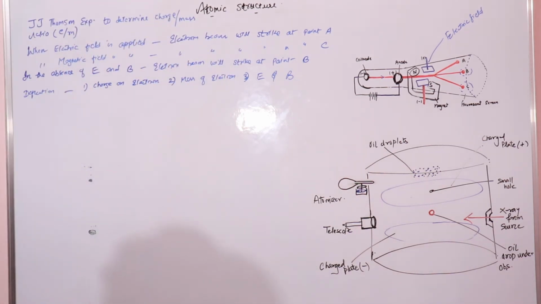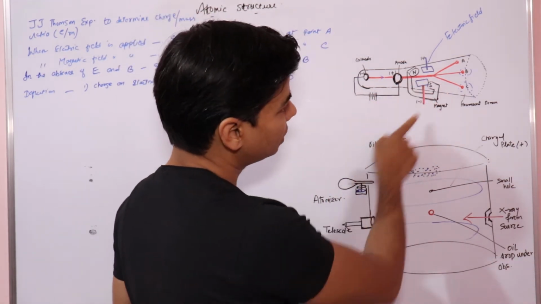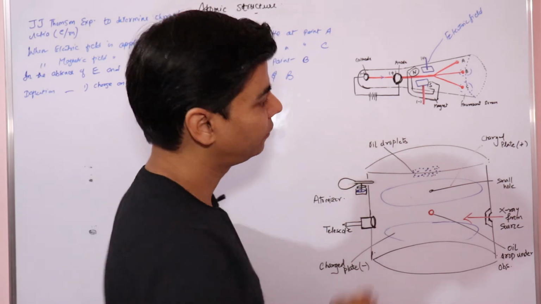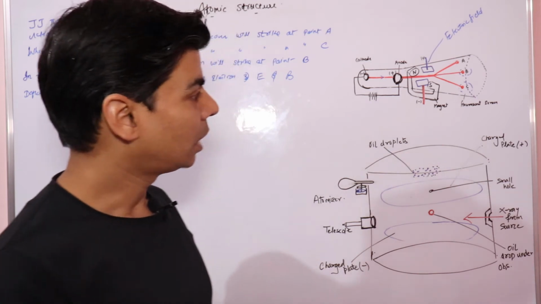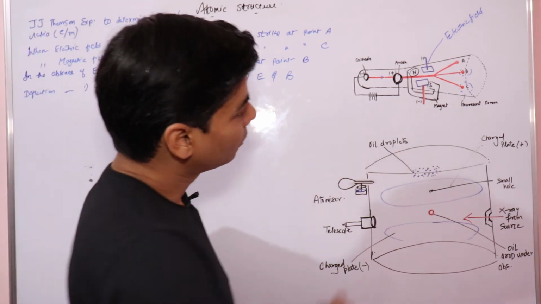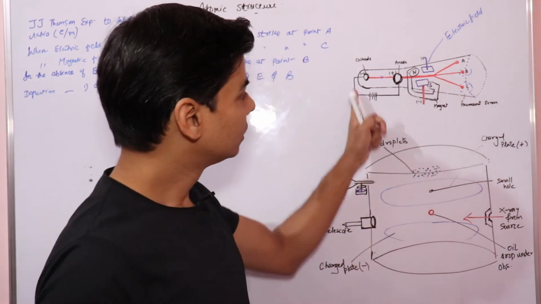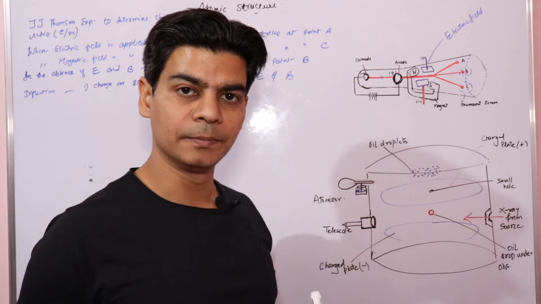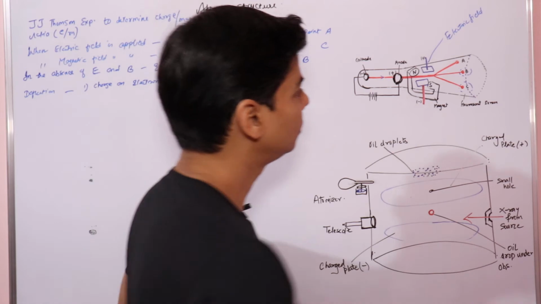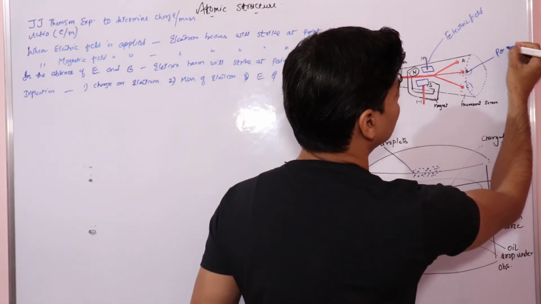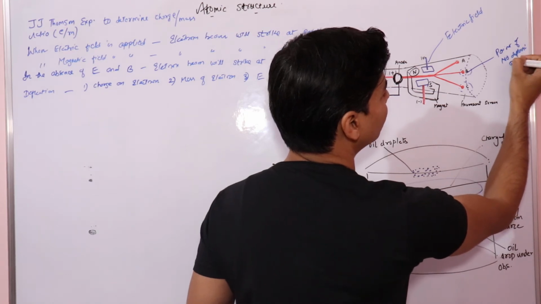Now since I said this beam of electrons is deflected in this direction due to electric field, and in this direction when it strikes at point C due to magnetic field, now we will consider one case. We will adjust this electric and magnetic field such that the beam of electrons will strike at point B, where there is no deflection. Point B is the point of no deflection. Why do we say it is the point of no deflection?